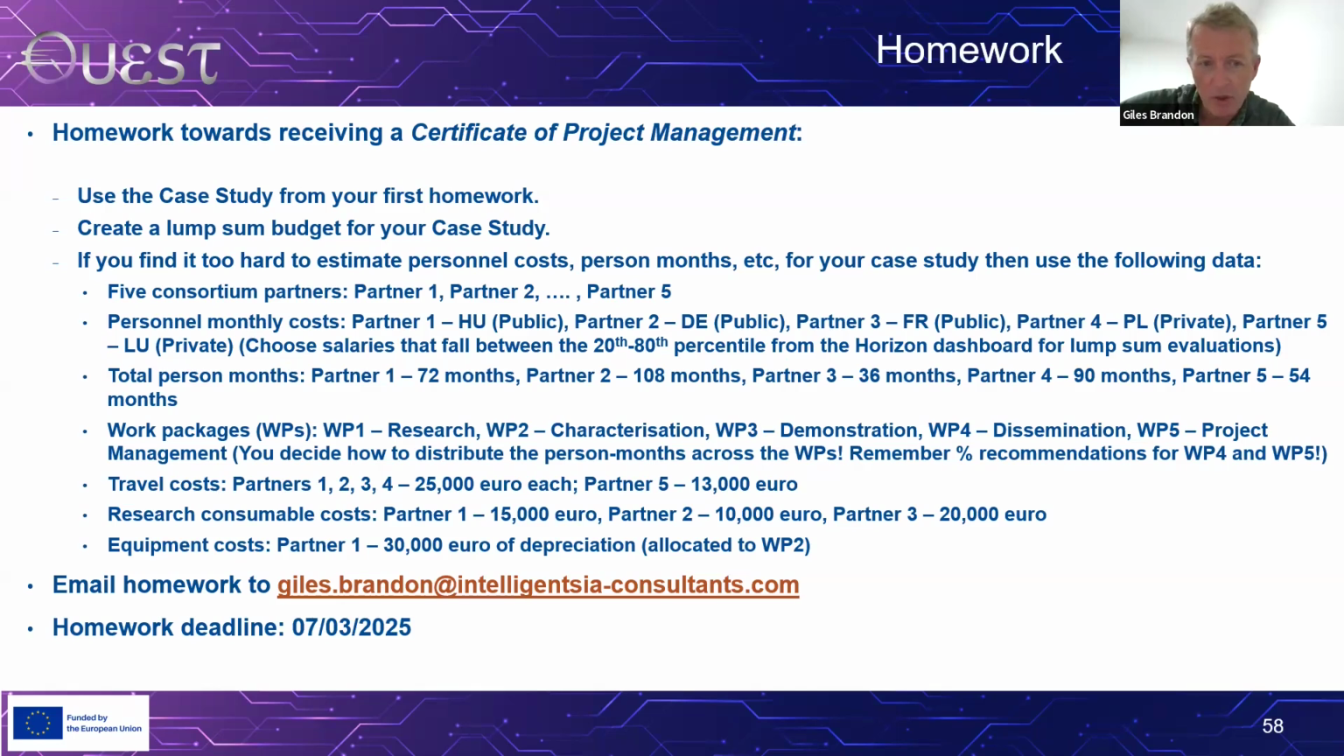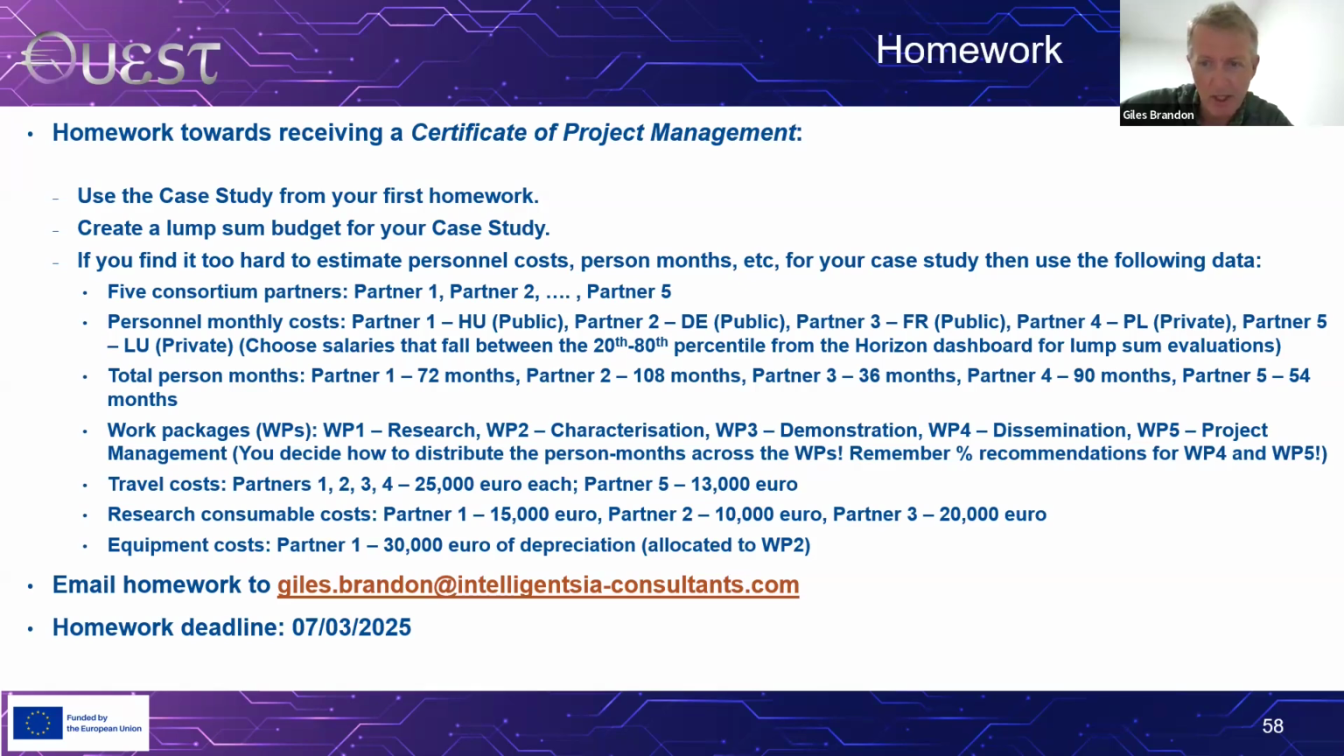In this budget tool, you're going to have to specify work packages, because remember, it's a lump sum for each work package. So here I'm saying, assume there are 5 work packages with these titles: work package 1 research, work package 2 characterization, and so on and so forth. I leave it to you to decide how you distribute the person months across the work packages. You've got these totals like partner 1, 72, but it's up to you to decide how you distribute them across the work packages.